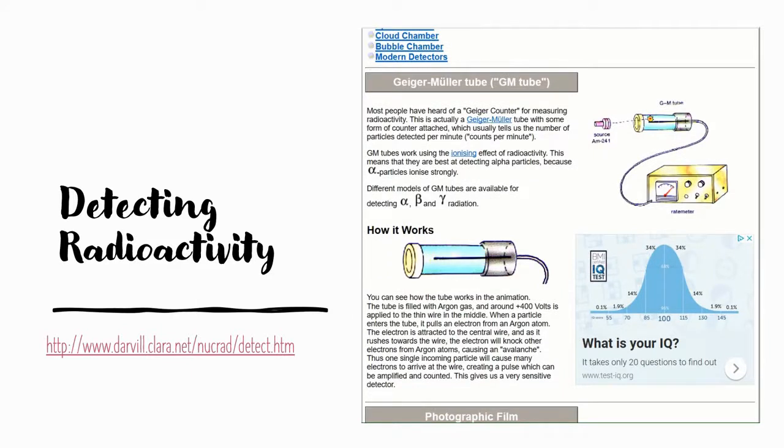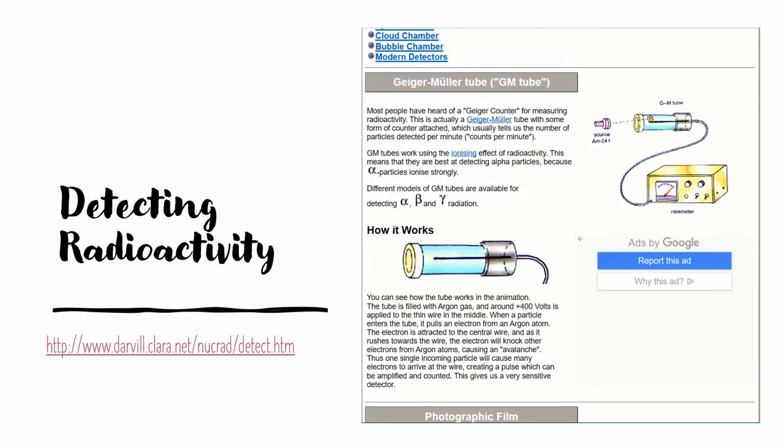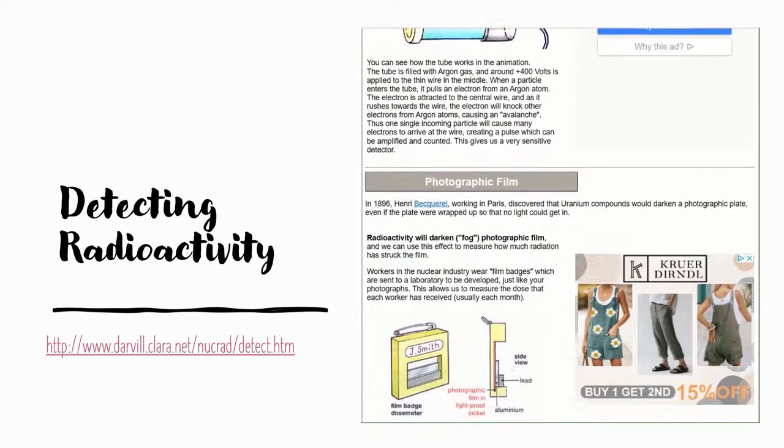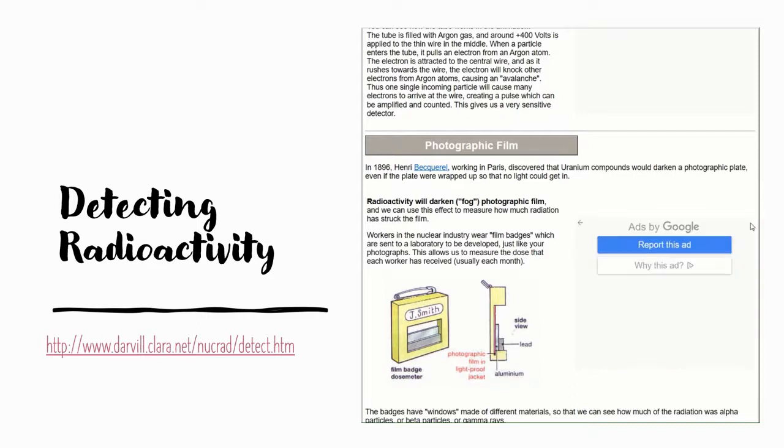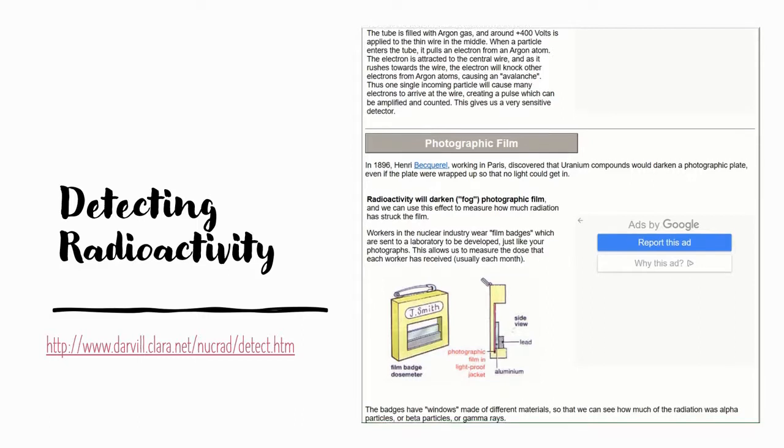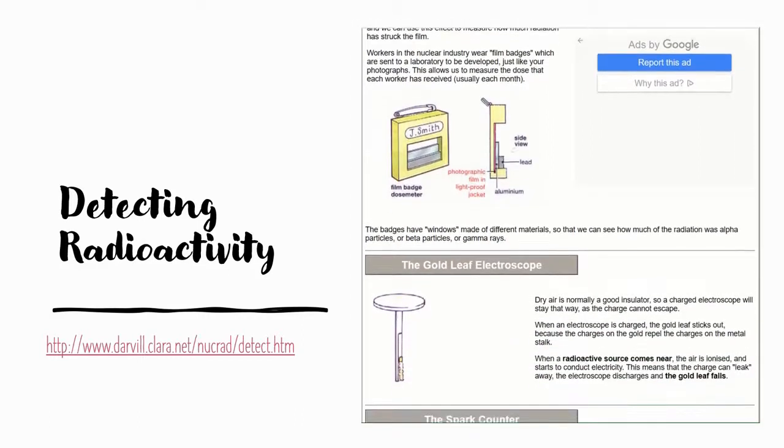The Geiger-Müller tube with a counter attached gives you the number of particles detected per minute. GM tubes work using the ionizing effects of radioactivity, so they are best at detecting alpha particles. Photographic film was discovered in 1896 by Henri Becquerel. Radioactivity will fog photographic film. We can use that in the old-fashioned film badges worn by nurses and radiographers.